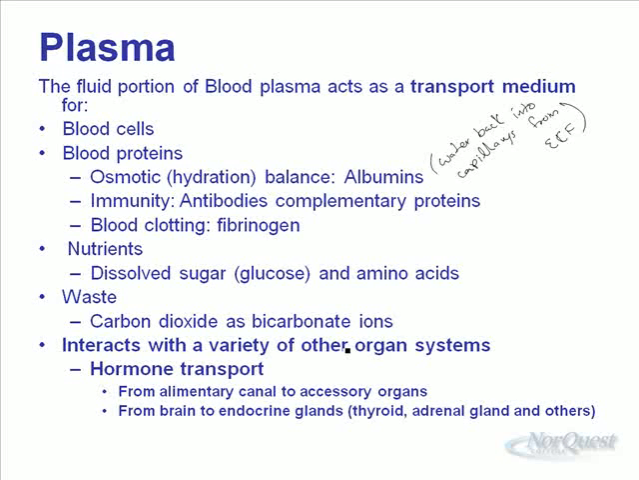And it interacts with a variety of other organ systems. Hormone transport from the alimentary canal to other accessory organs, from the brain to other endocrine glands, so our thyroid gland, our adrenal gland, and other glands are controlled by our brain, and what it does is it actually leaks hormones into our circulatory system. Those hormones then travel throughout our body and trigger other glands to do things.